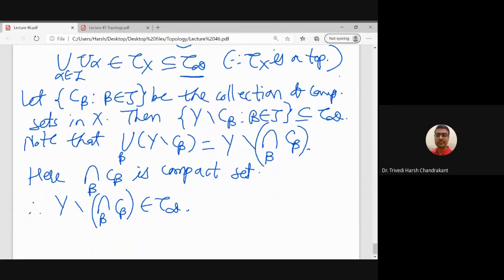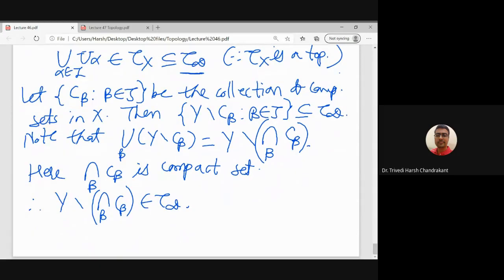In the second case, we have observed that each collection is of the second type, that is y minus c beta. So if we take the union of those y minus c beta, it will be nothing but the complement of the intersection of c beta. And since each c beta is a compact subset of x, its arbitrary intersection is also compact. We have not discussed this result in general, but at least we know that it holds in Rn.